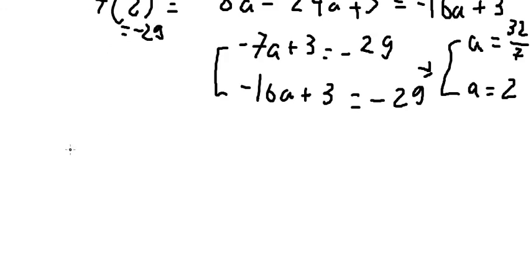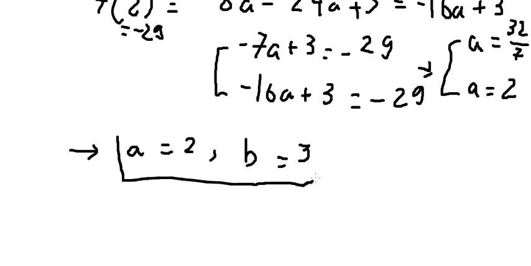And now we can say that value of a equal to number 2, value of b equals to number 3. And that is the final answer.